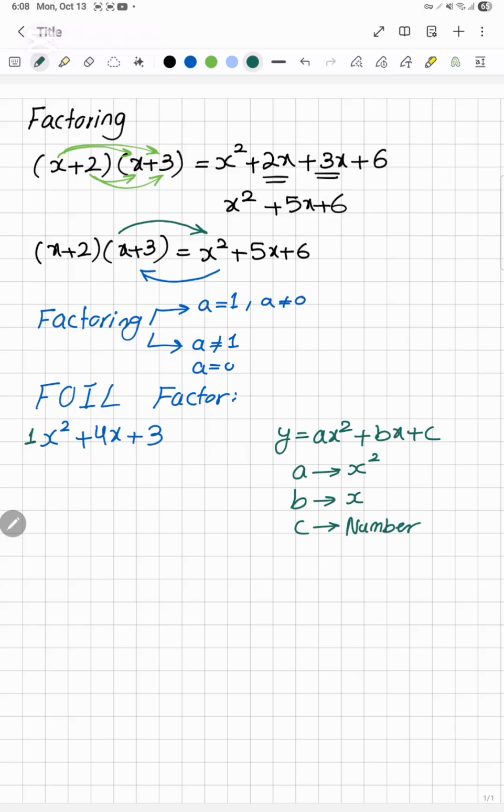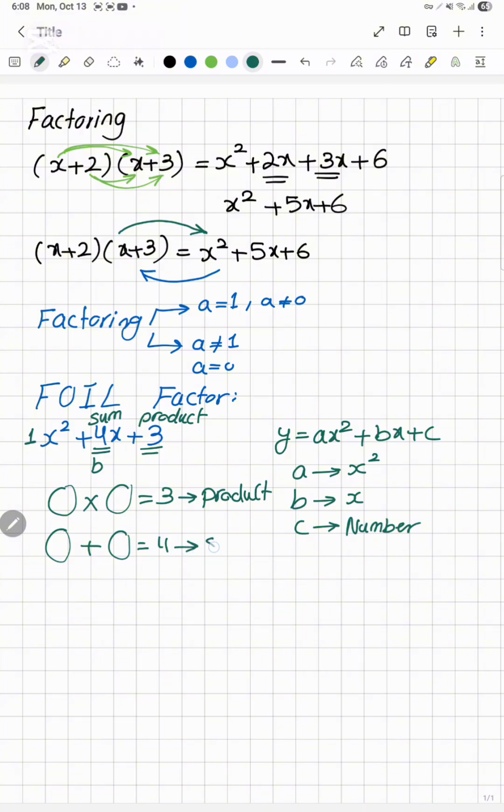So over here, as you see, a is 1 because there are no numbers next to x, so it means that it was 1 that was getting multiplied by it. So when a is 1, we can use foil, but we can do it mentally. So you have to know that this b over here represents the sum of the factors, and this c, the constant, represents the product of the factors. So what I'm looking for is this: what are the two numbers that if I multiply them, I'll get 3, and if I add the same two numbers, I'll get 4. So this is going to be me checking the product.